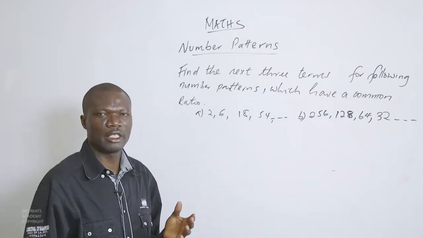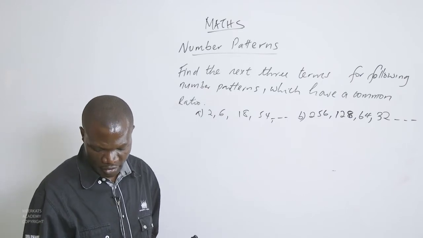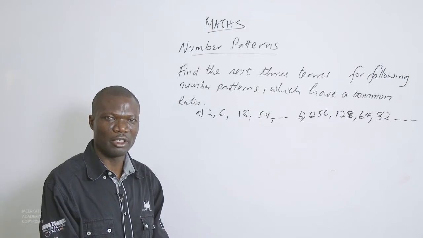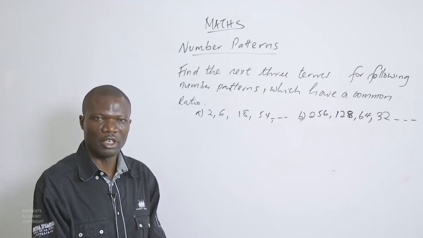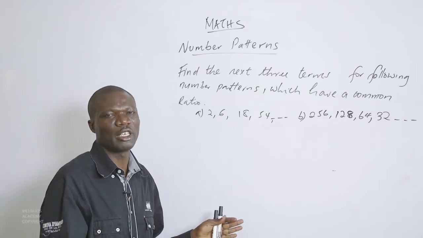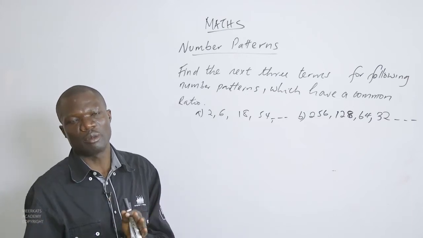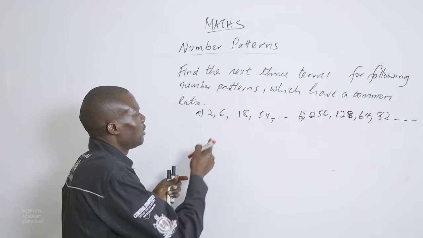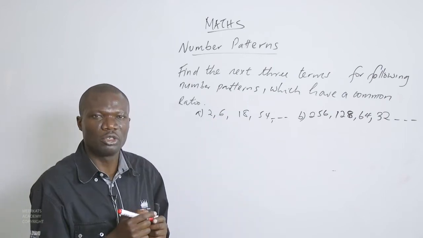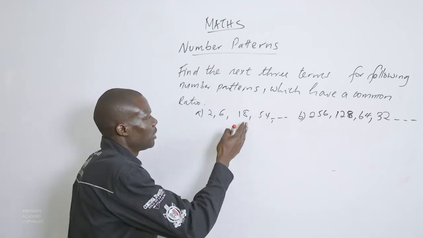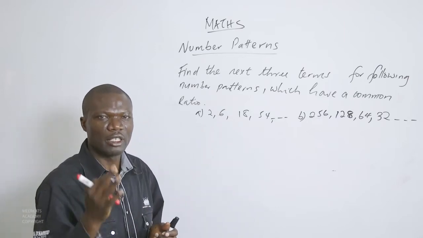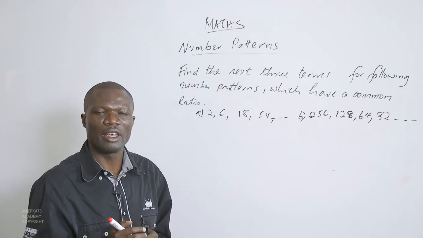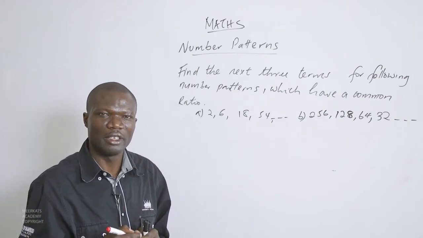First, it is necessary for us to know what the common ratio is. To get the common ratio, we take the next term divided by the previous term. For this case, 6 divided by 2 is 3. 18 divided by 6 is 3. 54 divided by 18 is 3.